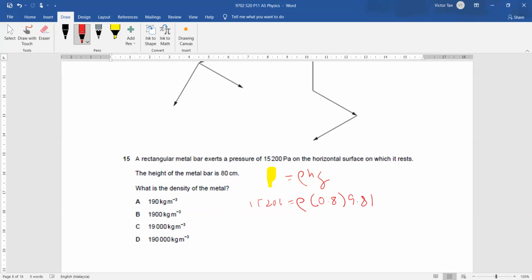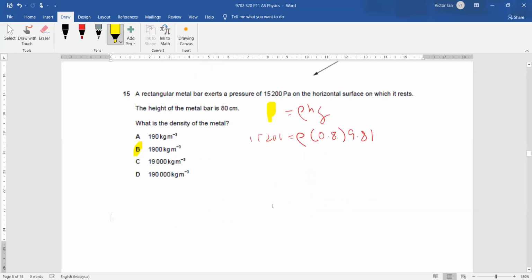15,200 divided by 0.8, divided by 9.81. 1900. That is the nearest, to two significant figures. Okay.